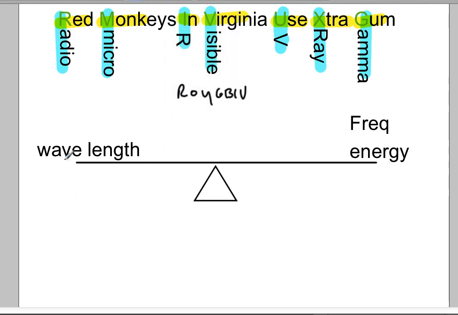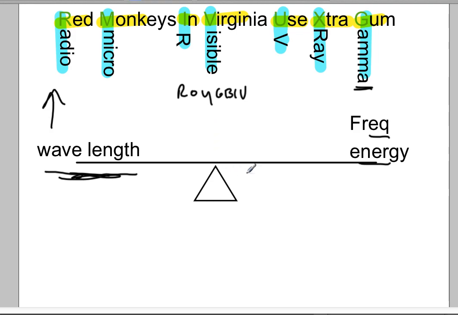Over here, radio waves have the greatest wavelength. So if you just write "red monkeys in Virginia use extra gum," and you know wavelength is on the left, radio waves are the highest. Think of a teeter-totter. Radio waves have the highest wavelength, and then they would have the lowest frequency and energy. If I go over here, gamma rays would have the highest frequency, highest energy, but the lowest wavelength.